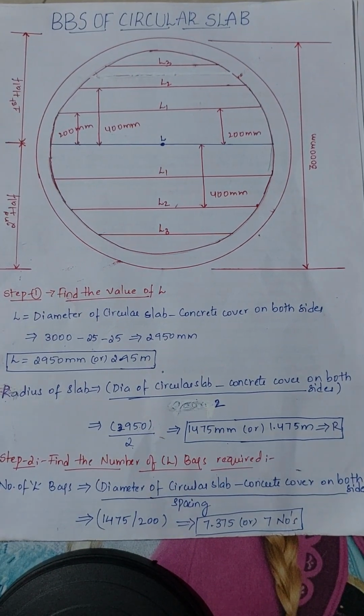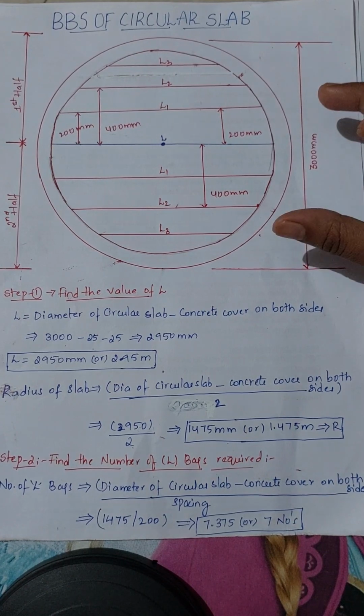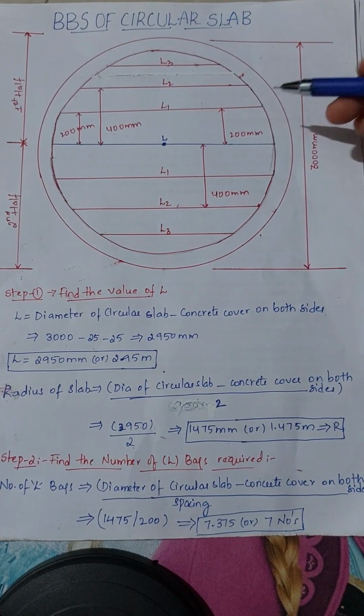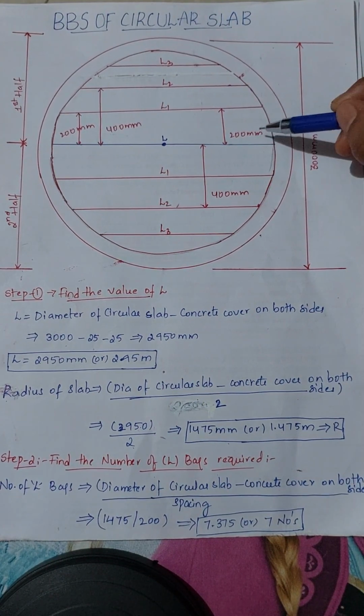Hello everyone, today in this video we will learn how to calculate the bar bending schedule of a circular slab. Here you can see the circular slab diameter is given as 3000 mm, which is 3 meters, and the depth we are providing is 200 mm.